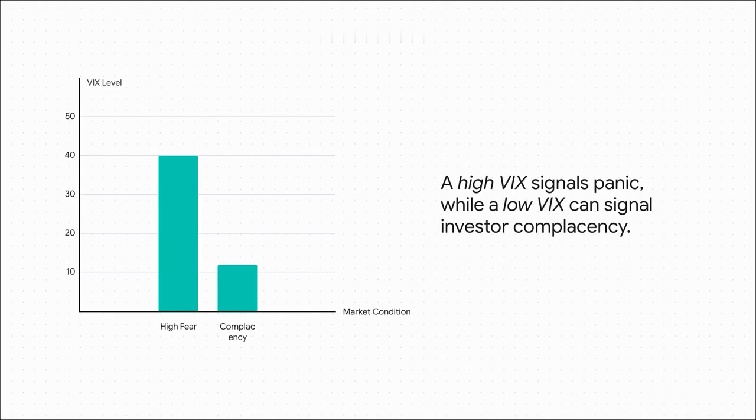Yeah, and interpreting it is pretty straightforward. A high VIX, that means high fear, market panic. But what's just as important is the other side of the coin. A really, really low VIX can be a sign of investor complacency, a total lack of fear. And when nobody's worried about anything, well, that can be its own kind of warning sign that the market might be vulnerable to a shock.